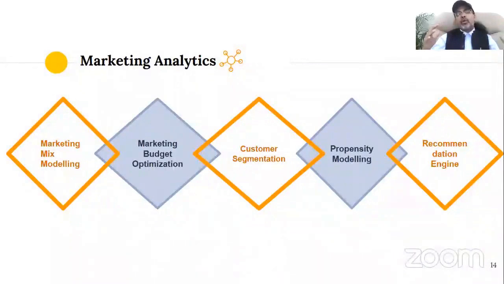So what we are going to do is that we will take 4 or 5 key business streams or functional areas of management like marketing, finance, supply chain, systems, retail, and we will figure out how we can apply analytics in taking decisions in each of these functional areas. So let's start with the marketing piece. The first piece is marketing mix modeling.